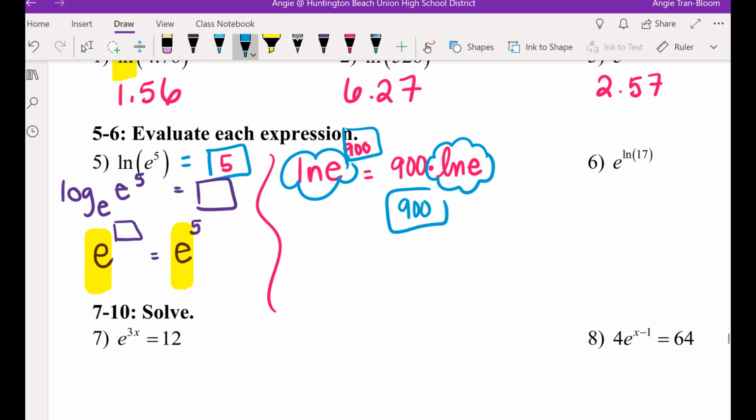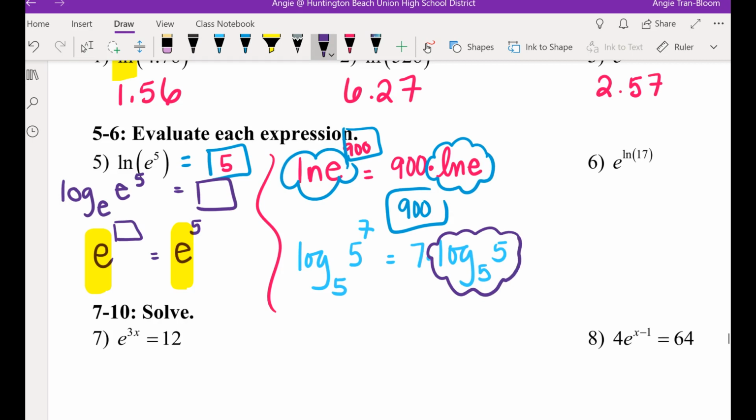But it doesn't just have to be natural log. Let me come up with something else. Log base 5 of 5 to the 7th. Someone give me the answer without any calculator. 7. How do you know? Because the power 7 becomes a multiplication, class. Log base 5 of 5, it's always 1. How come?